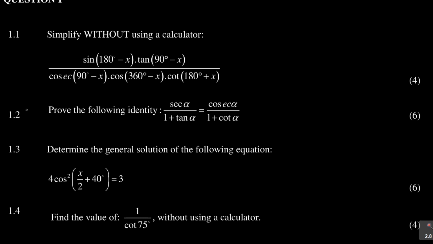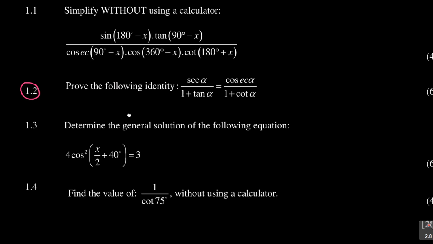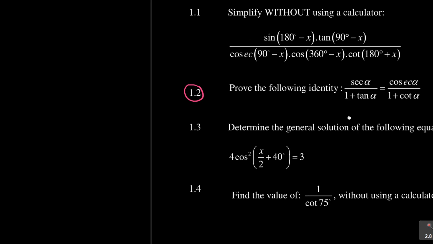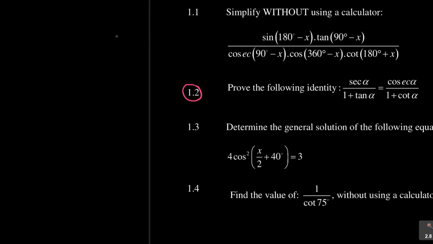So that was the first one. Now let's look at the second one, which is 1.2. Prove the following identity, and we are given that. So it's 6 marks. So let's see what was complicated about this.